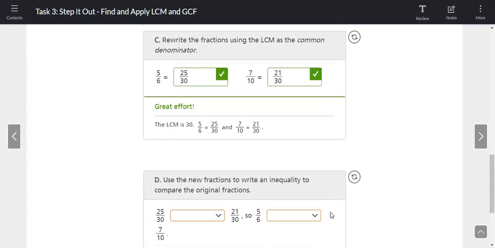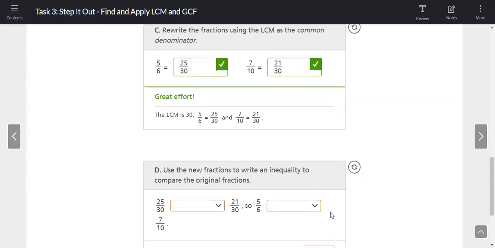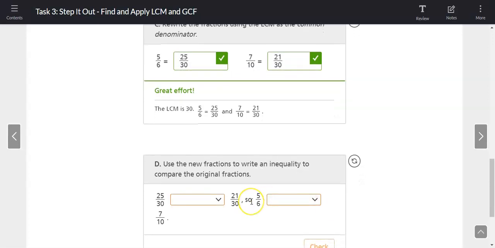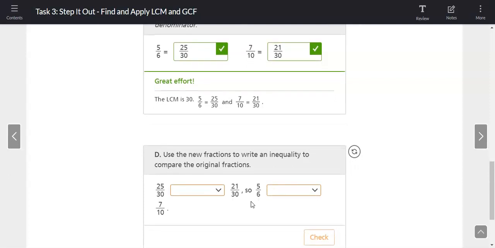Use the new fractions to write an inequality to compare the original fractions. So 25 over 30 is greater than 21 over 30 because 25 is greater than 21. So 5/6 is greater than 7/10.